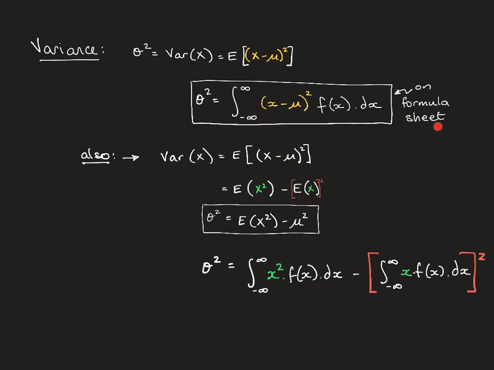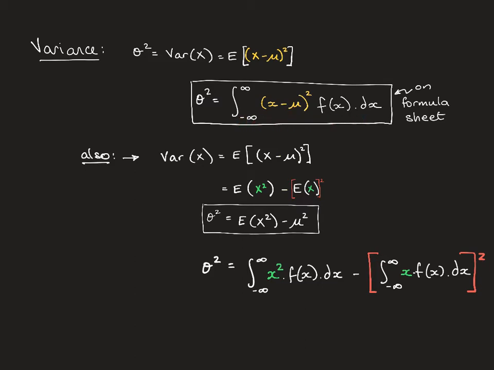On the formula sheet that you get with both of your exams, this is the formula for variance that you'll see for continuous random variables. It has this pattern in here, so it fits this E of (x minus mu) squared thing. What it actually means is that you need to work out what your mean is, and then you can substitute your mean value in here and then use this formula.